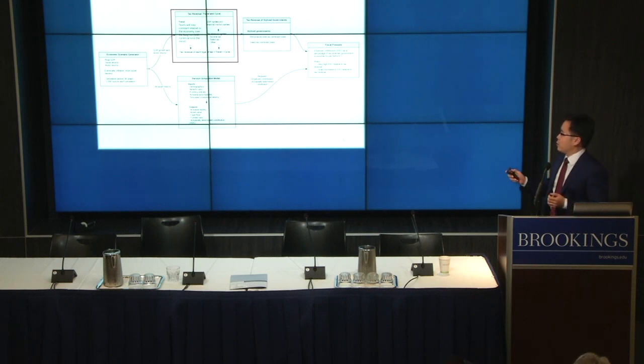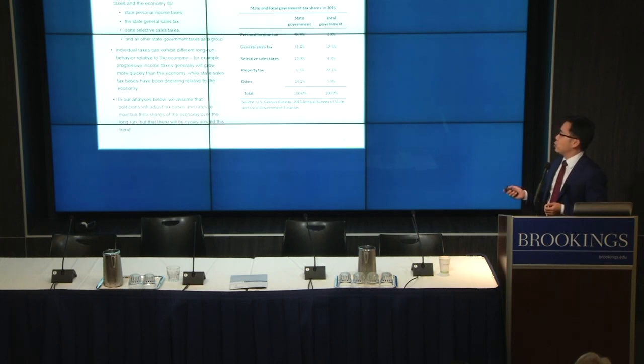And then the simulated variables are fed into a model for tax revenue of major individual tax categories. So in our model, we examine 4 major categories of taxes: the personal income tax, the general sales tax, the selective sales tax, and other taxes as a group. And the table on the right shows the tax structure for state and local governments. And in our paper, we just focus on the state government.